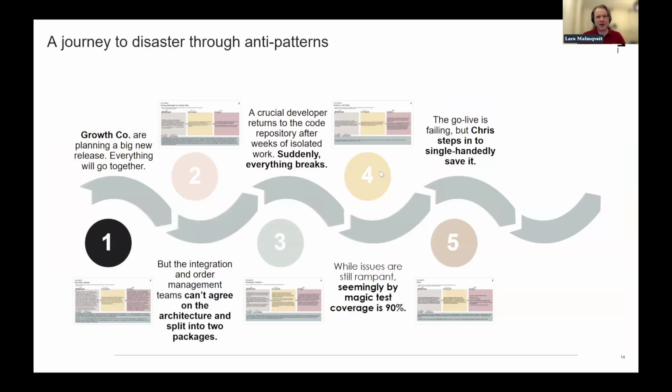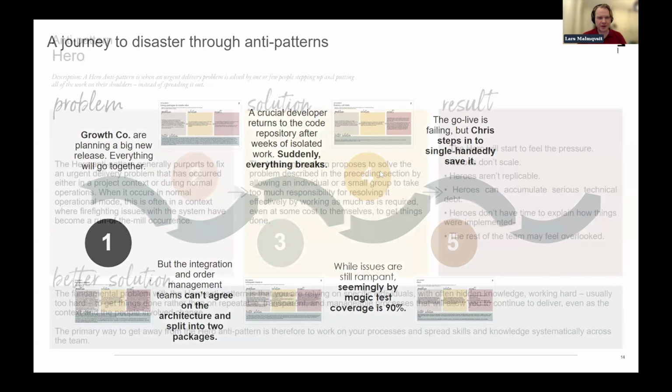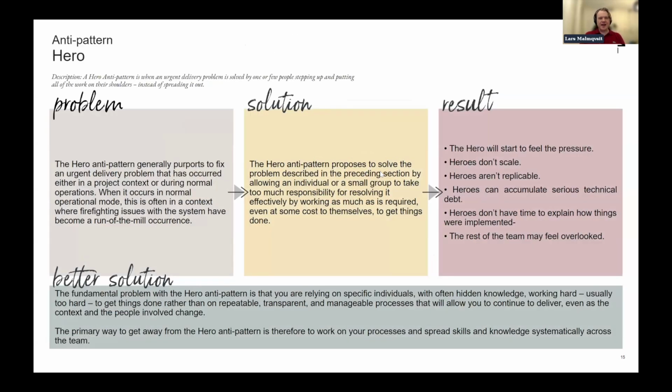Now we have to go live. Everything is failing for some of the reasons and more that we've discussed so far. And we have somebody who steps in single-handedly to save it, or almost single-handedly. He has a little help. This is, I think, everybody's favorite anti-pattern, because most people in IT at some point in their career end up being the hero on a project or two, right?